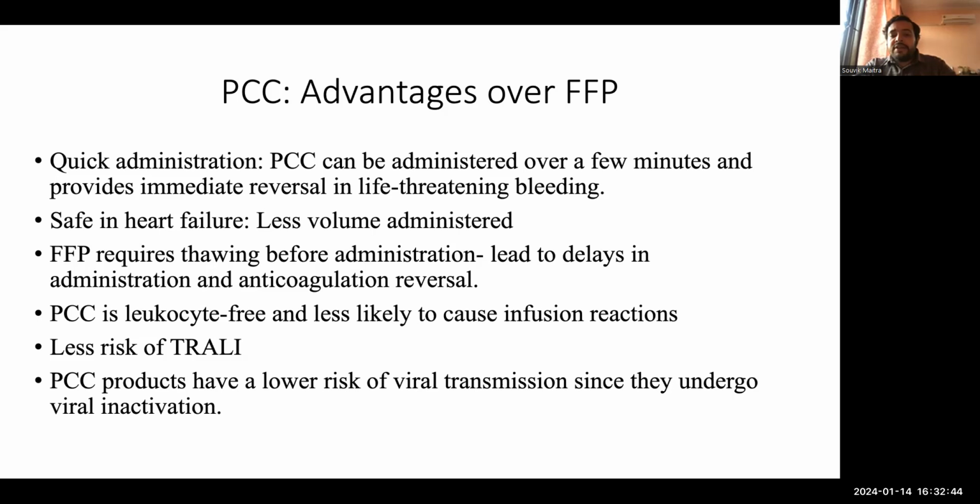Next, PCC is leukocyte free and is less likely to cause infusion reactions like urticaria, fever, angioedema, etc. The incidence is much less. As it is leukocyte free, the risk of transfusion associated acute lung injury and ARDS is significantly less with PCC as compared to FFP. It also causes much less risk of viral transmission, though the risk of viral transmission with FFP is also not that high in the current advancement of transfusion medicine practice, but still the risk is even lesser with PCC.